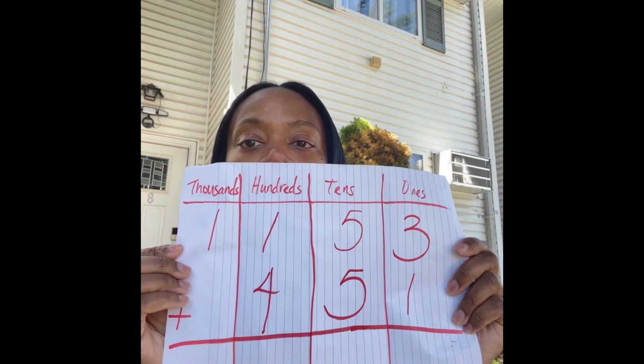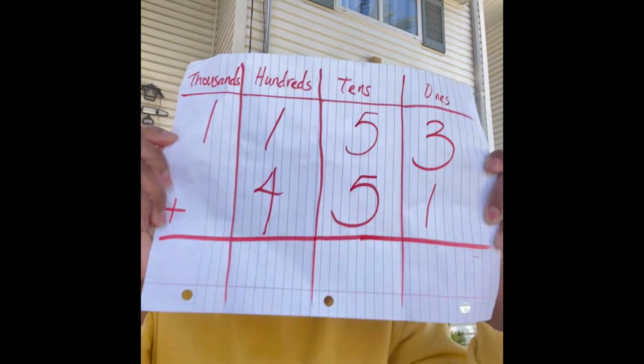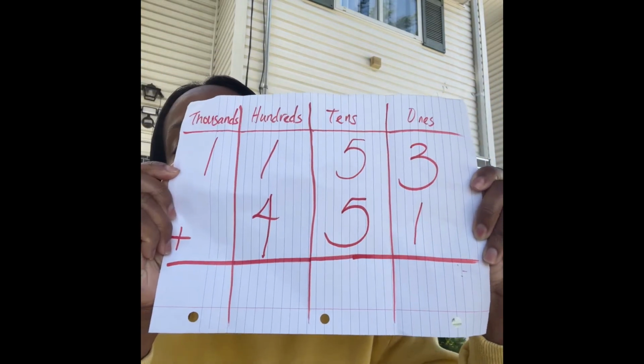What you want to do is take that problem that they're working on and put it in the chart, okay? Put that number in that place value chart. Now, here's the example that I'm going to be working with. Okay, you ready? I have a number here, 1,153 plus 451.